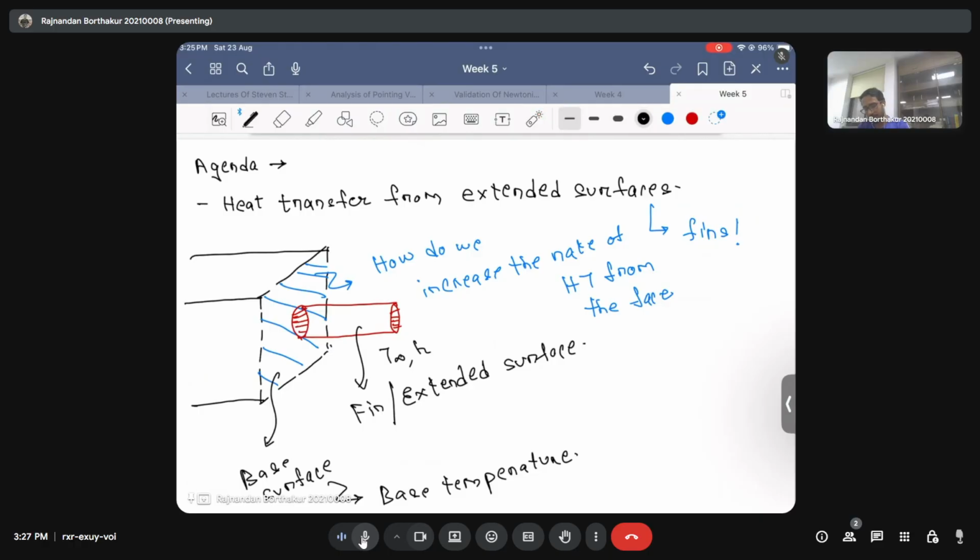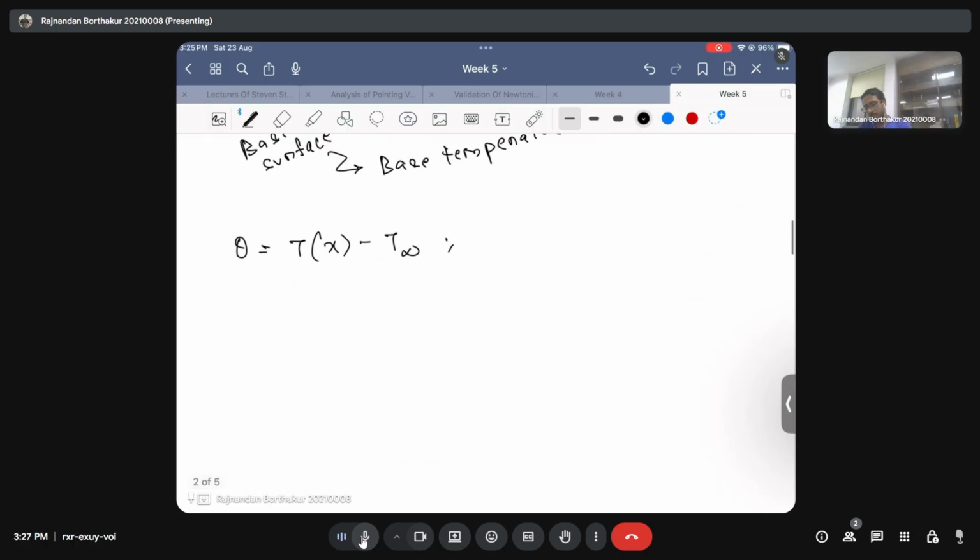So this is just the x. By x I mean that this is the x direction that I'm considering. The temperature profile in the extended surface, or in the fin, is governed by this variable theta, which is the local temperature minus the far field temperature of the fluid surrounding the extended surface. For example, if we have fins and the cooling is taking place by air, then T infinity is nothing but the temperature of the ambient air.